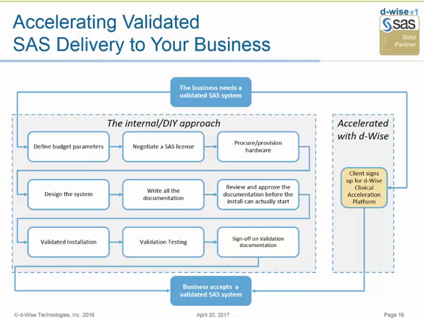When the business decides a validated SaaS system is needed, what they really want to do is start using it. They don't really want to build it. They don't really want to validate it. They really want it to be available so they can use it.